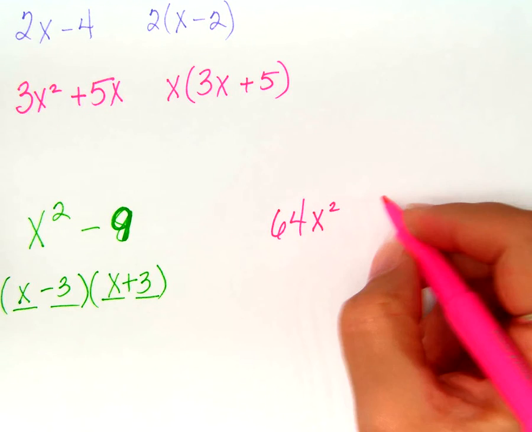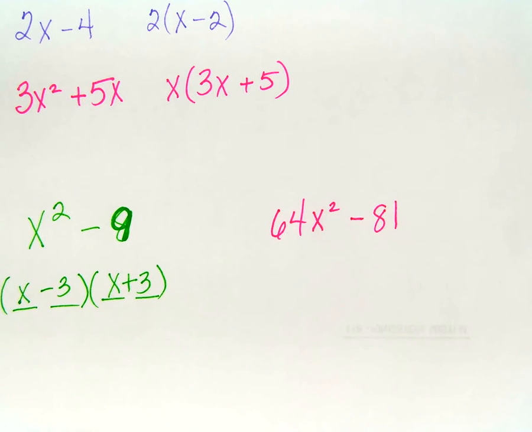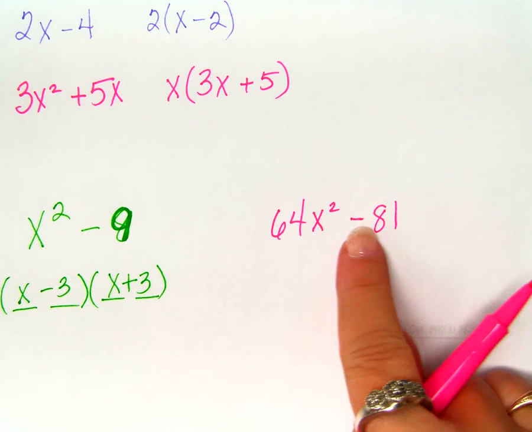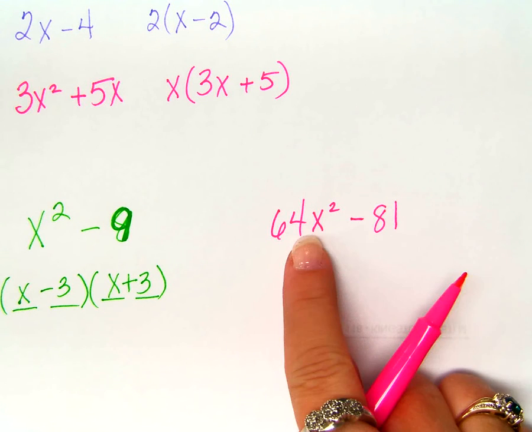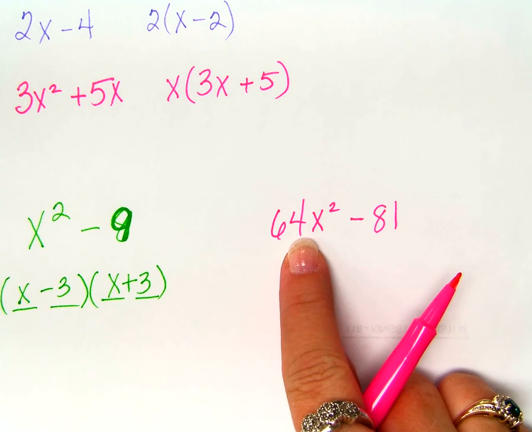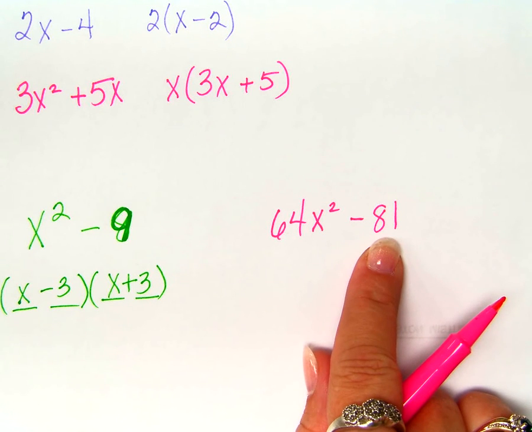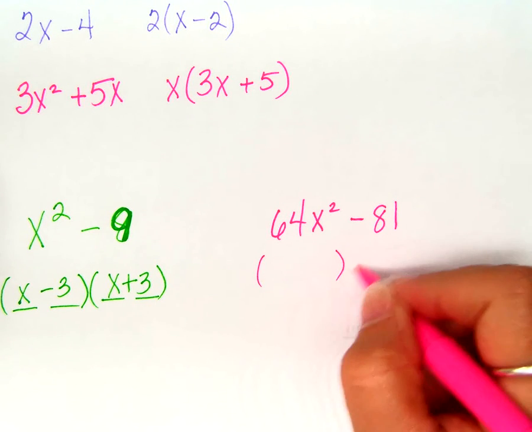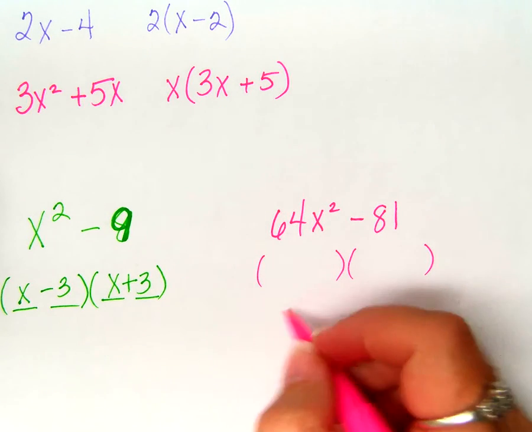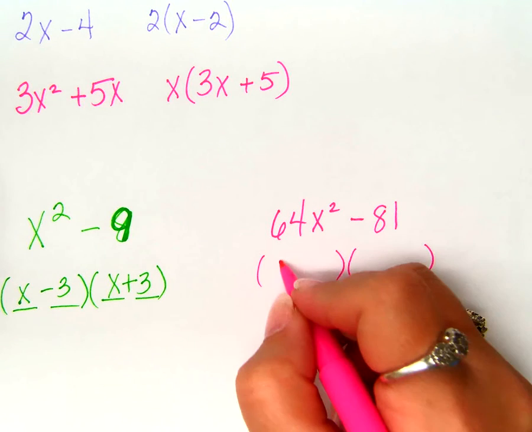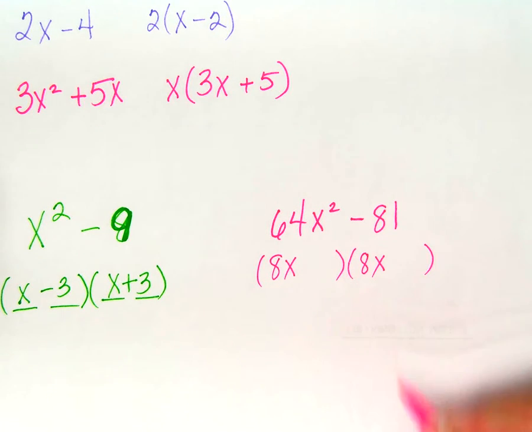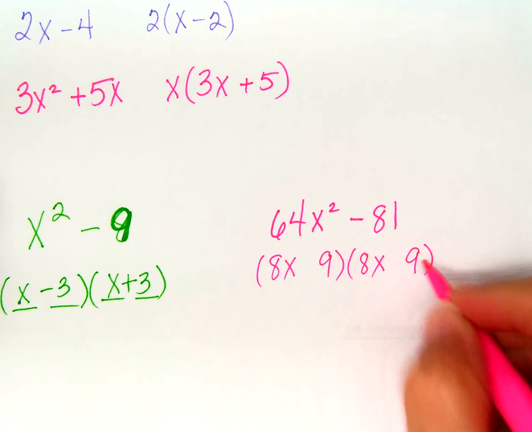64x squared minus 81. Is it the difference of squares? First of all, is it a difference? Yes. Is that a squared term? Then what's the square root of it? 8x. Is that a squared term? Yes. Then what's the square root of it? 9. So give yourself 2 binomials to fill in. What goes in the first part of each binomial? 8x here, 8x here. What goes in the second part of each binomial? 9 here, 9 here. What kind of signs do I have?